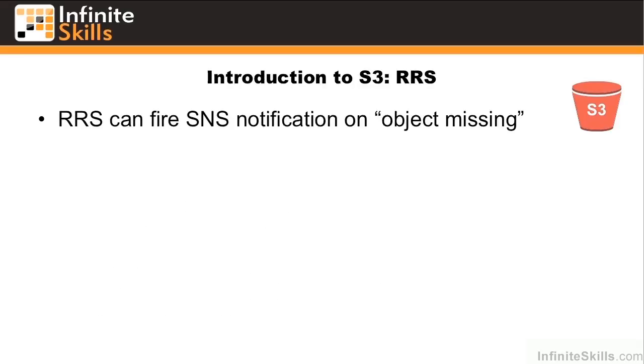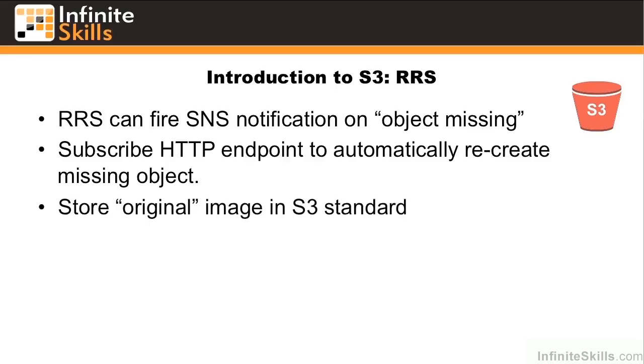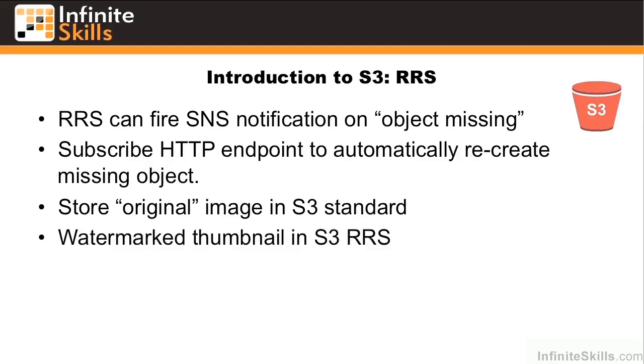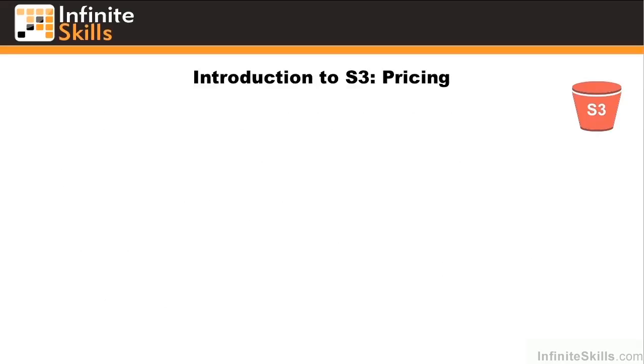Some notes on RRS. RRS can fire SNS notifications when an object does go missing. You can subscribe an HTTP endpoint to automatically recreate the missing object. For example, you could store an original image in S3 standard with 11 9's durability, and then a watermarked thumbnail in S3 RRS. If the watermarked thumbnail ever goes missing, SNS can notify an HTTP service, which can go back and recreate the watermarked thumbnail from the original.